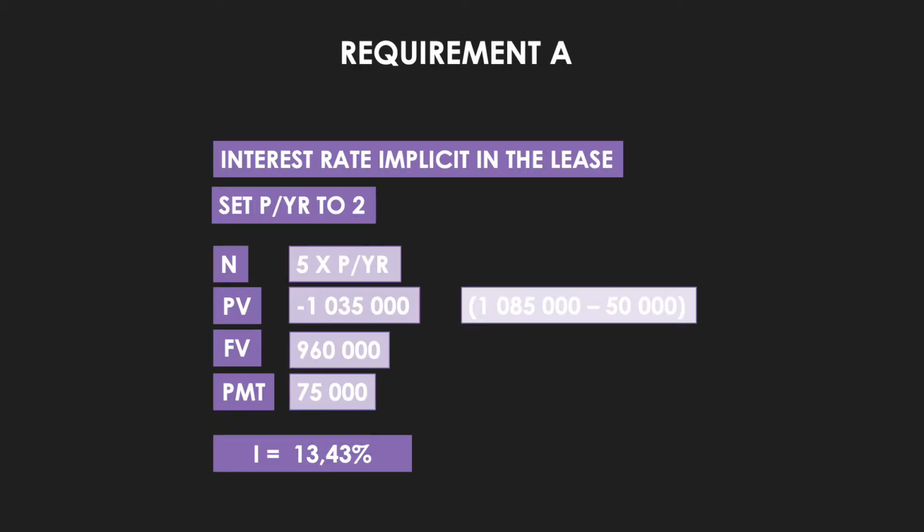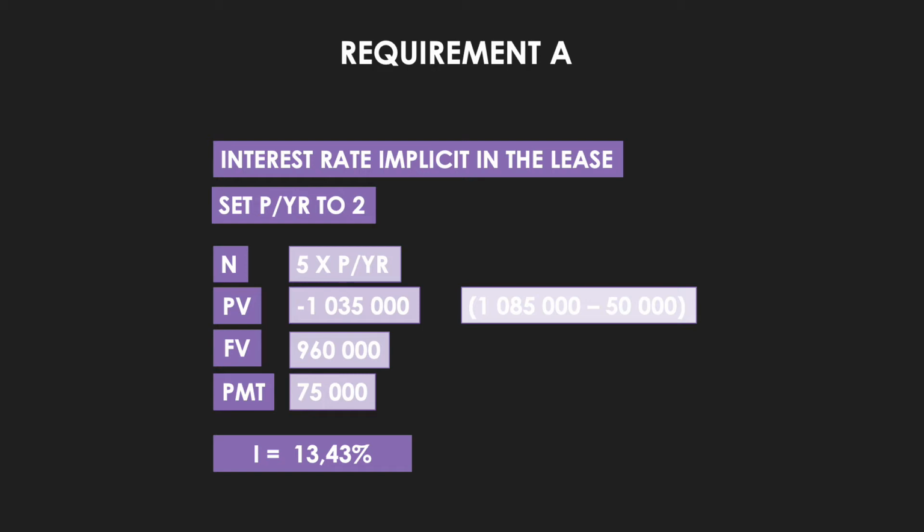We will first look at requirement A, which asked us to calculate the interest rate implicit in the lease. Now we know that the interest rate implicit in the lease must be calculated from the perspective of the lessor. So first things first, we know that lease payments are made 6 monthly. Therefore, lease payments are made twice a year.